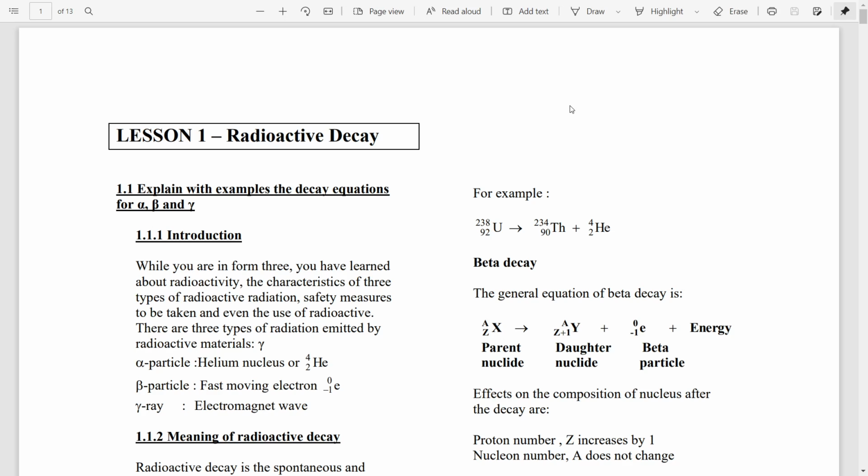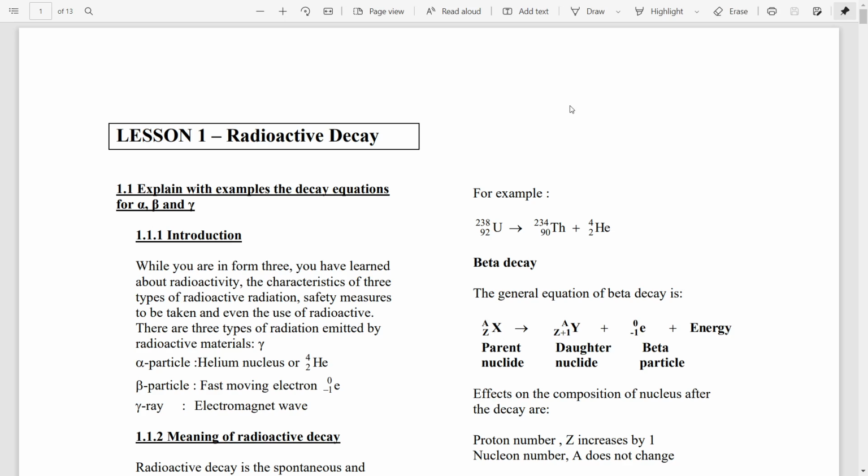We will try to discuss on this topic, which is the radioactive decay. We had learned about radioactive decay in our Form 2. If you still remember, we had learned what is the type of decay. We have alpha, beta, and gamma, and then what are the characteristics of those decays, how you can differentiate between alpha, beta, and gamma decay.